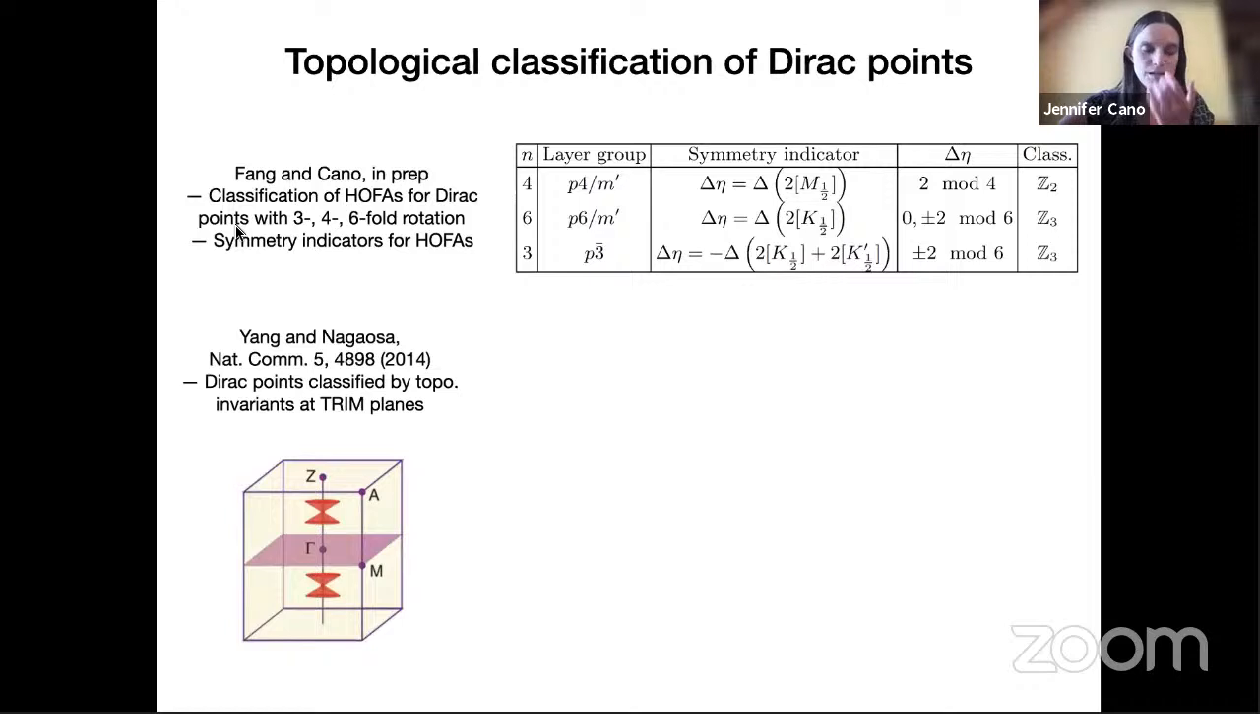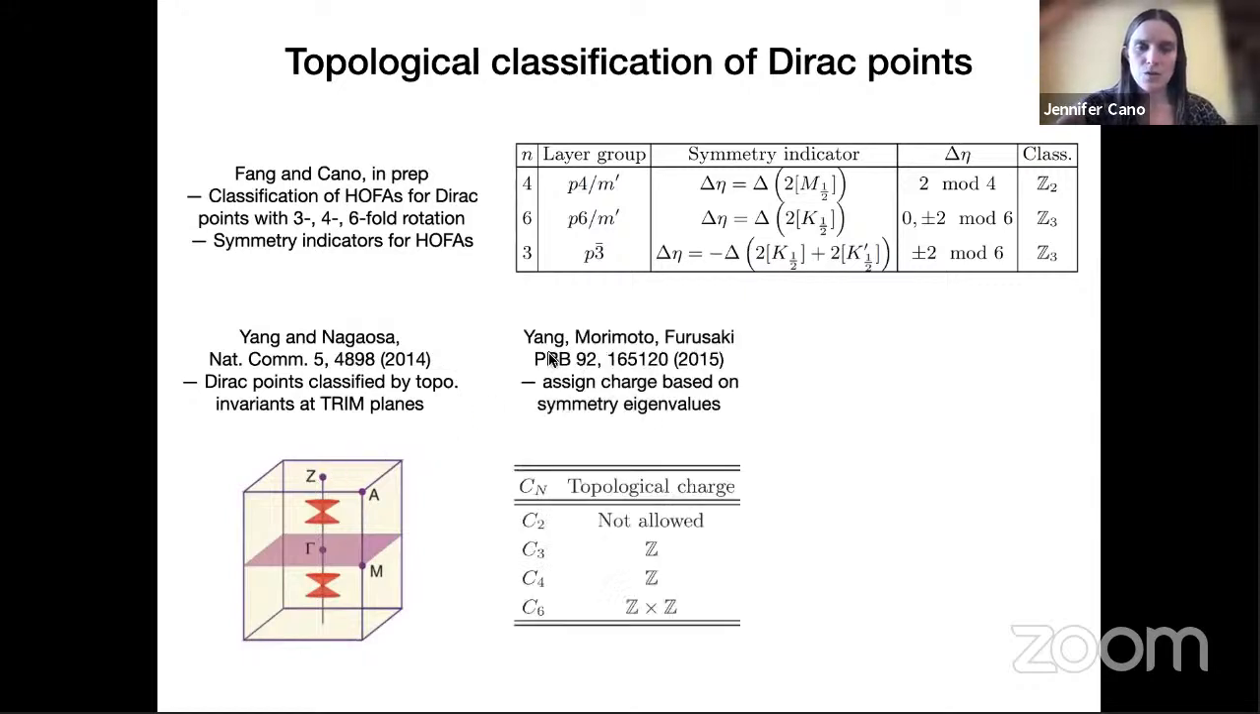So I'll just show some of these earlier references. First, by Yang and Nagaosa, what they did to classify Dirac points was look at the topological invariants of 2D planes. So you have some Dirac point along a high symmetry line, and you can ask what's the 2D TI index of the gamma plane versus the kz equals pi plane and compare those. And that serves as some other kind of classification. You can also look at mirror Chern number.